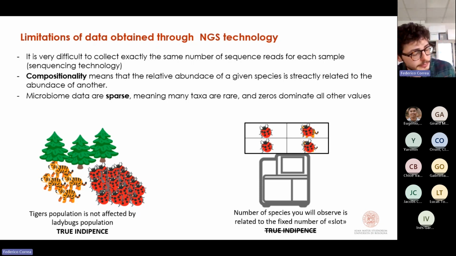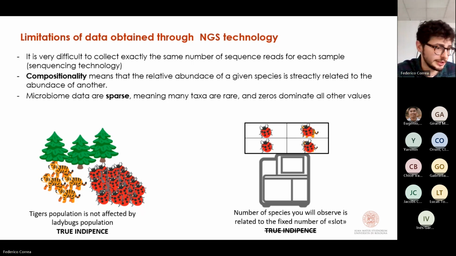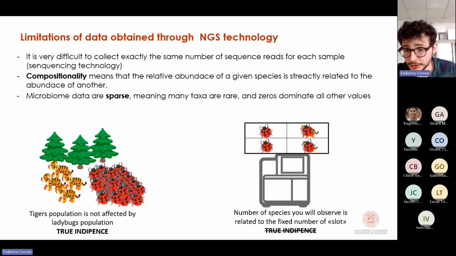And also the meaning of the zero in a microbiota experiment is different compared to our other studies, because here zero can mean two things, basically. Zero can mean that this bacteria is not present, or that this bacteria abundance is under the detection level.